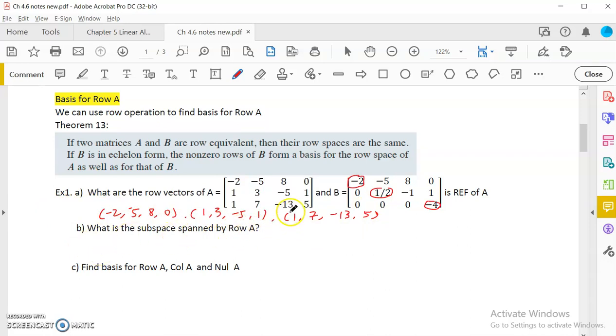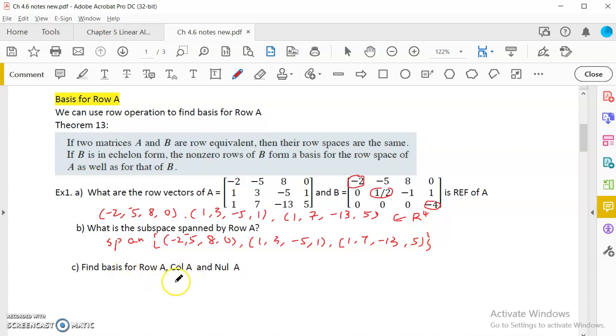And what is the subspace spanned by this? So this would be just a span of these three row vectors, right? -2, 5, -5, 8, 0. Just say spans. Spans means linear combination. 1, 3, -5, 1. Now, these vectors belong to R4, right? But just written in a special way. When I span this, it would not span R4 because I only have three vectors. If I only have three vectors, I cannot span R4.